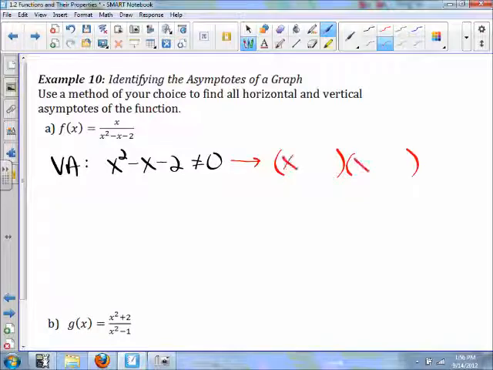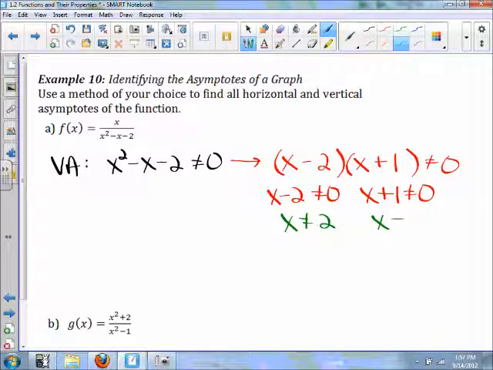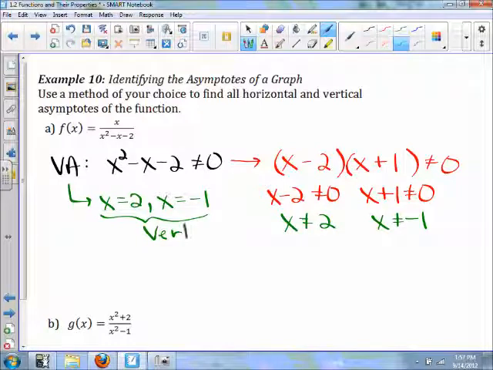And this will be x, and 2 and 1. It's got to be a negative 2 and a positive 1. This cannot equal 0. That means x minus 2 cannot equal 0, and x plus 1 cannot equal 0. Which tells me then x cannot equal 2, and x cannot equal negative 1. So my vertical asymptotes are x equals 2 and x equals negative 1. These are my vertical asymptotes.